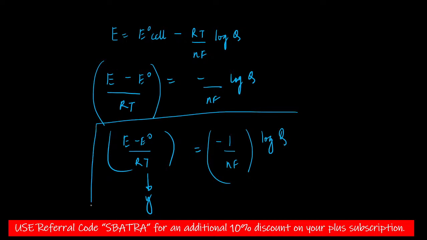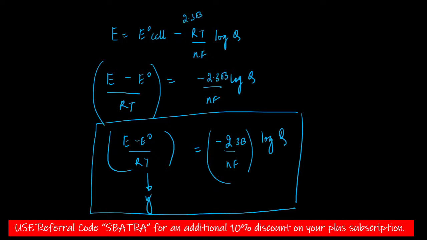Can I say that 1 by nF is nothing but your slope? I hope you can relate with this expression. 1 by nF is nothing but your slope. This is how we can find this value, and since it's in log, we can write 2.303 also. Now the slope is basically minus 2.303 by nF.